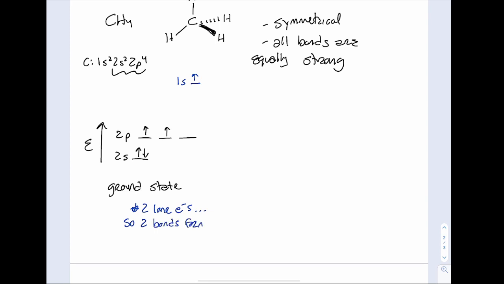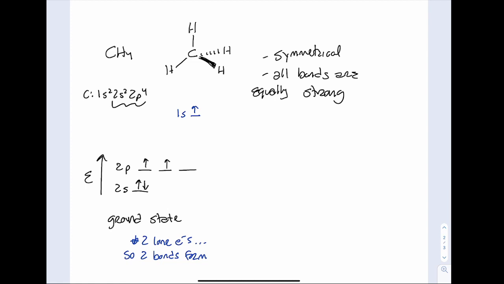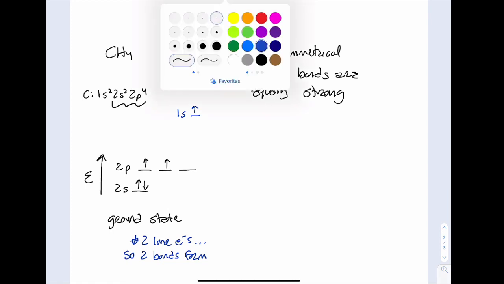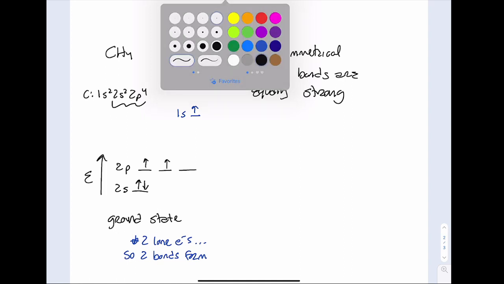So this isn't right. This is what we would get if I said draw the ground state electron configuration, or using the Aufbau principle, draw the orbital filling diagram. But this is not how we're using carbon to form 4 bonds, because I can't. So I know this is incorrect. What I'm going to do next is draw the excited state.